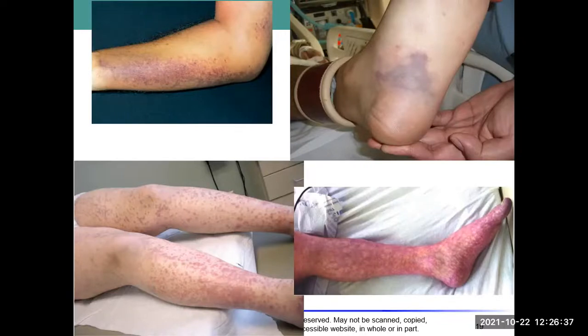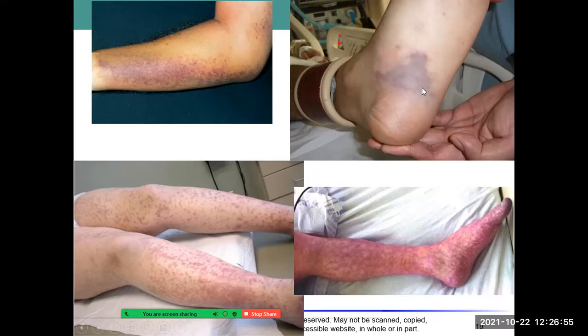And here are some images of what DIC could look like. So this is of the arm. So this is bleeding in the tissues because there is no coagulation. You can see here it's a lot of speckling. And here's another image of the leg.